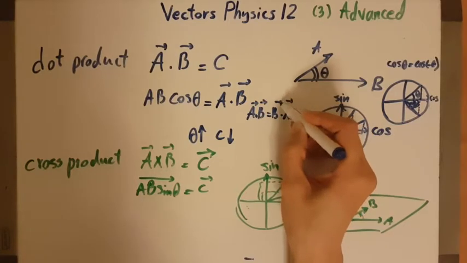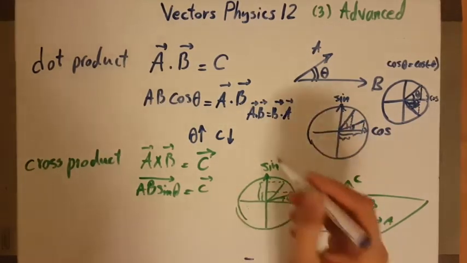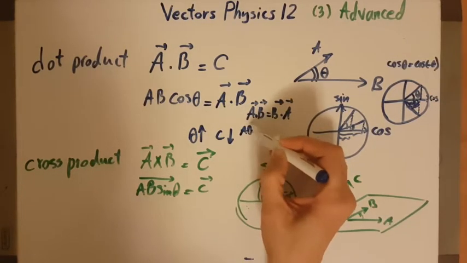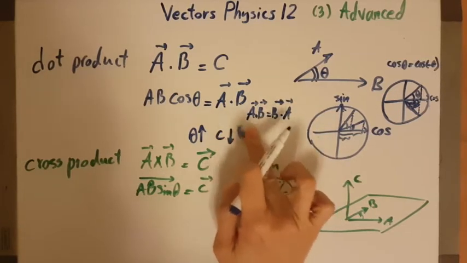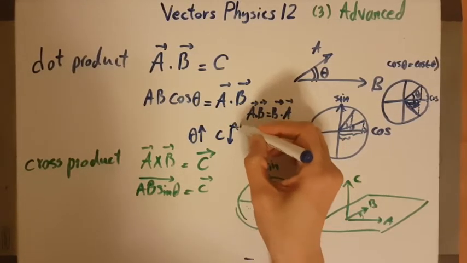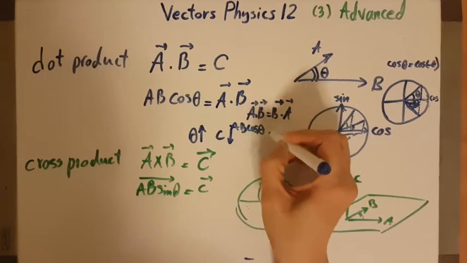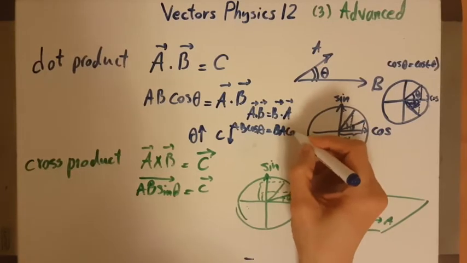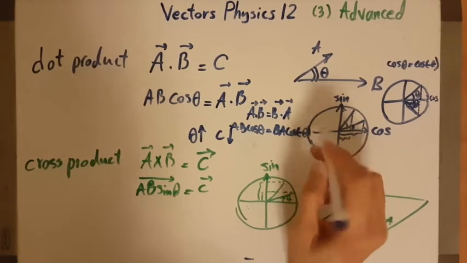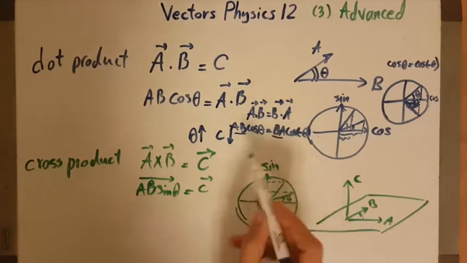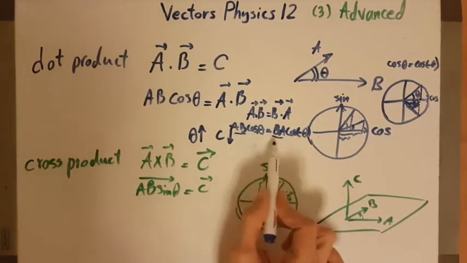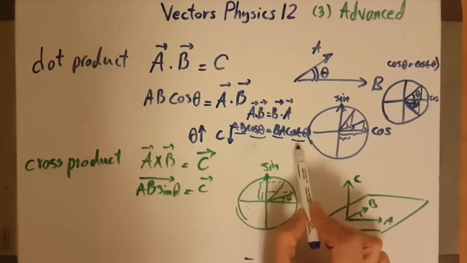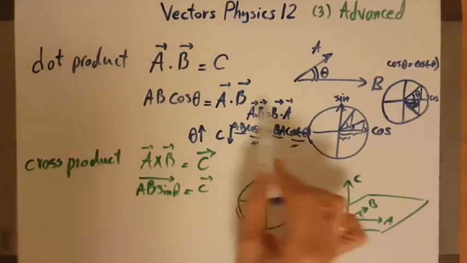You can actually change the order in this kind of multiplication, because here you have AB cosine theta, and here you have BA, which is the same as AB cosine negative theta. These are just numbers, just magnitudes, so you can change the order. These parts are equal, so this is obviously equal.